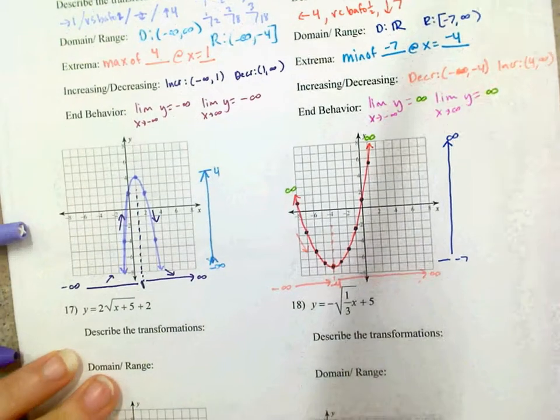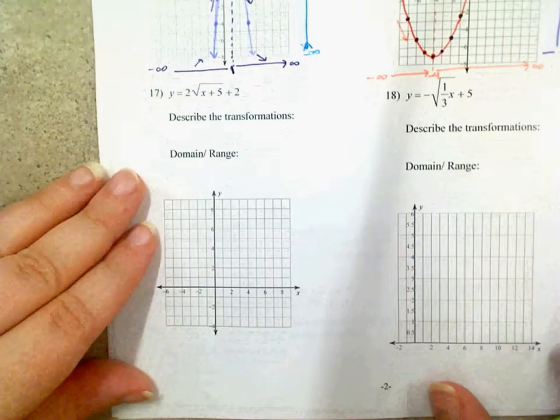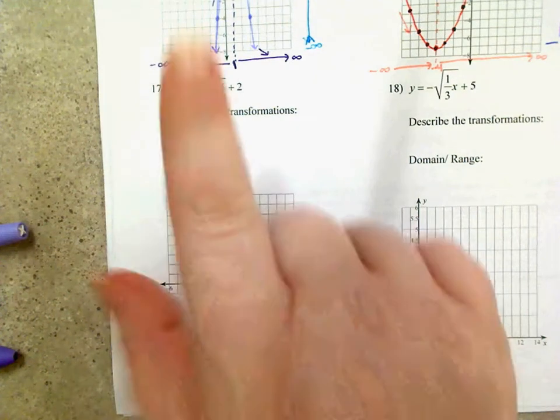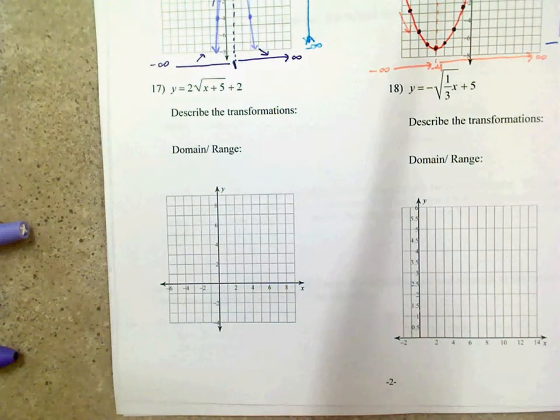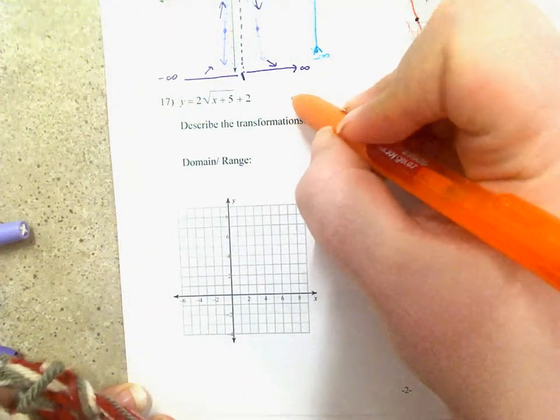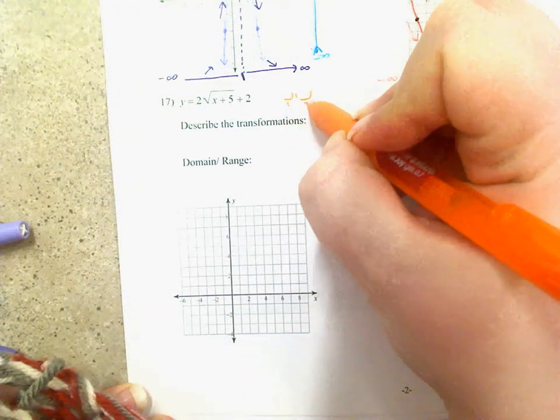Okay. Number 17, describe the transformations, find the domain and range. Oh yeah, sketch. It doesn't say sketch, but definitely do sketch. The basic radical function is just the square root of x, and the square root of 1 is 1, the square root of 4 is 2, the square root of 9 is 3.